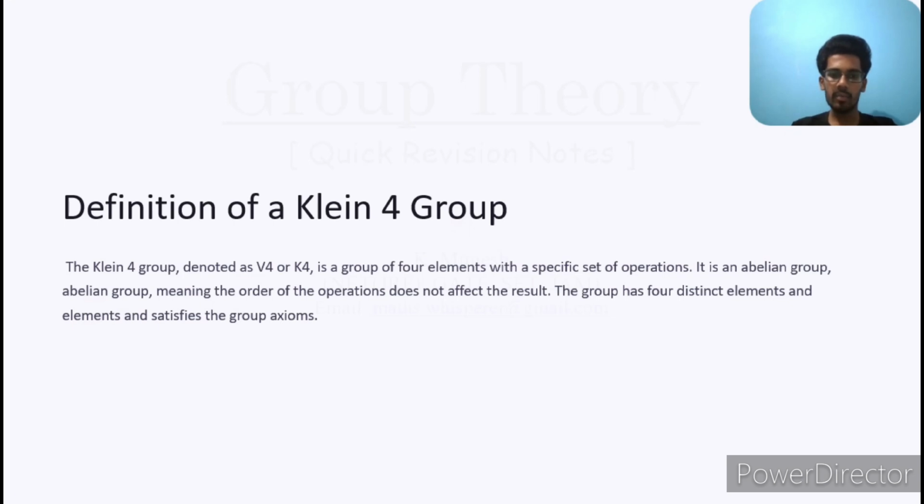The Klein 4 group is denoted as V4 or K4. It is a group of four elements which specifies a set of operations. It is an abelian group, meaning that the order of operations does not affect the result. The group has four distinct elements and satisfies the group axioms.